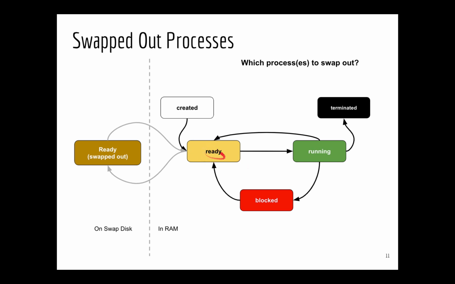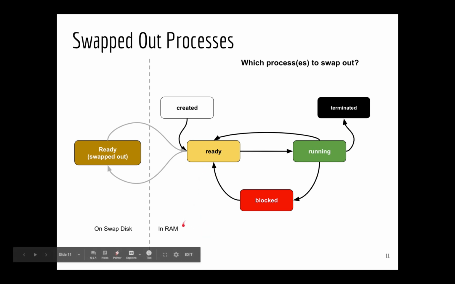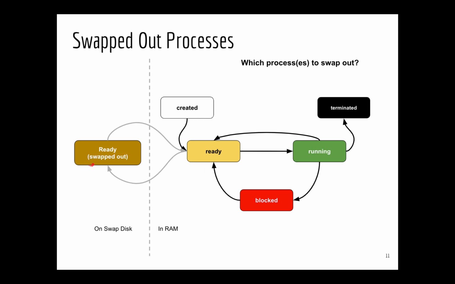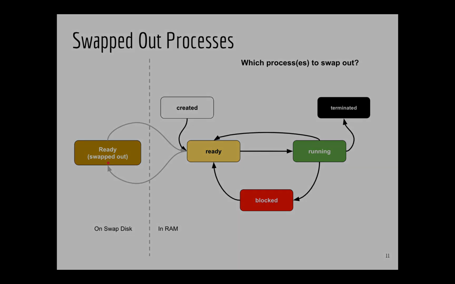The state shown in yellow represents processes ready to use the CPU, and they are also resident in RAM. The state shown in light brown represents processes in ready state, but it is currently swapped out to the swap space. In the next slide, you will see why swapping processes in a blocked state is not a preferred option.